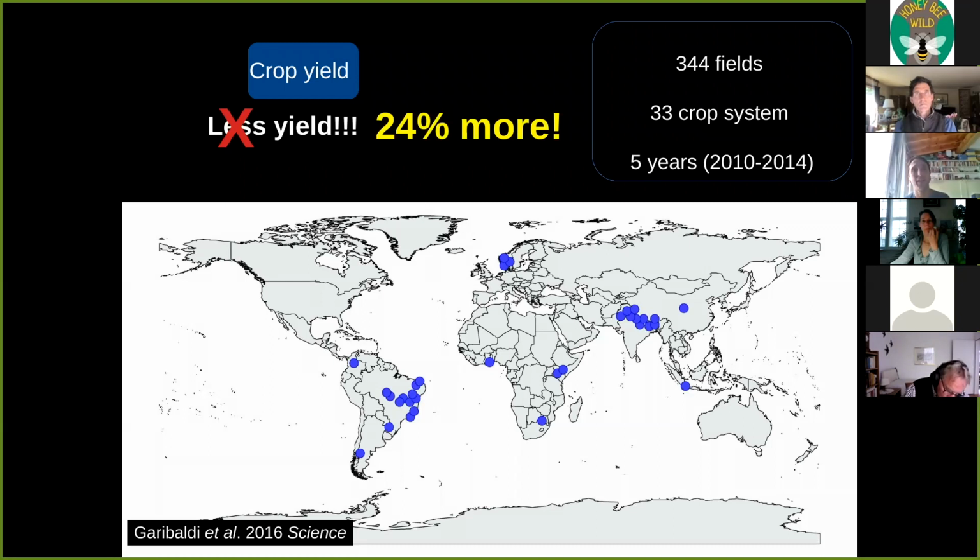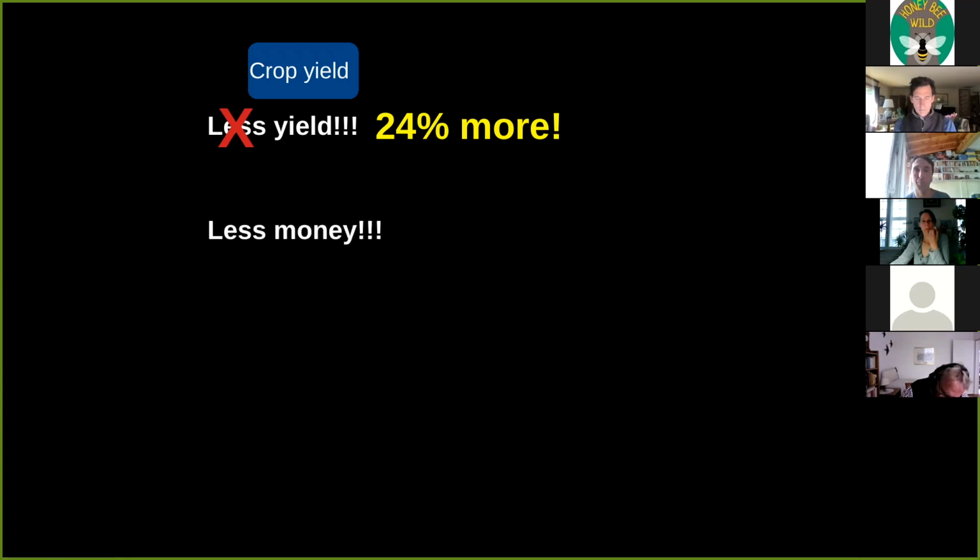And there was a high consistency all over the world that there was an important pollinator deficit, and that could be quite relevant for increasing crop yield. So it is opposite to the idea that ecological intensification provides less yield. Ecological intensification provides more yield.